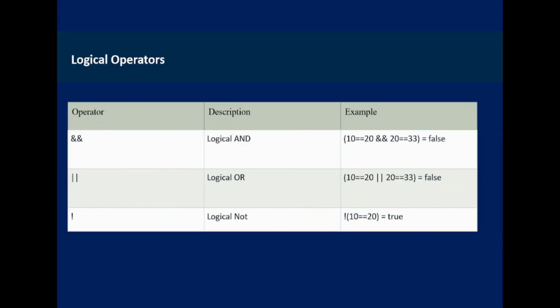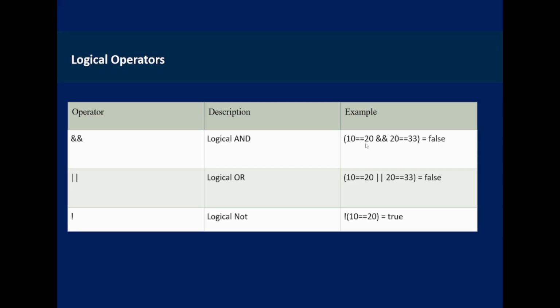And then coming to the main topic, which is the logical operator, where we are learning all the operators. So double and, this is the ampersand sign, and double and means logical and. When we say 10 double equals 20, that means the condition is true or false. This condition is false. And when I say 20 double equals 33, both the conditions are false. When both conditions are false, or even one condition is false, it will return false.